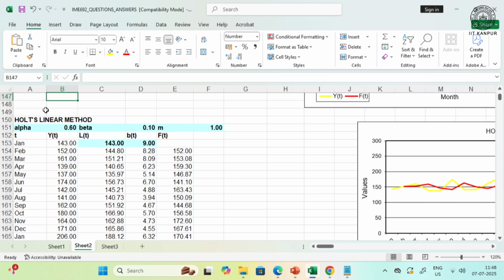Very simple. Now, the value of L t is basically the level you are starting with. So, we will consider the L t value for the first time period as exactly equal to the actual value of Y t. Hence, this is 143, as you can see, and this is very intuitive because the level from where you are going to start is exactly the value which is given from the actual data.